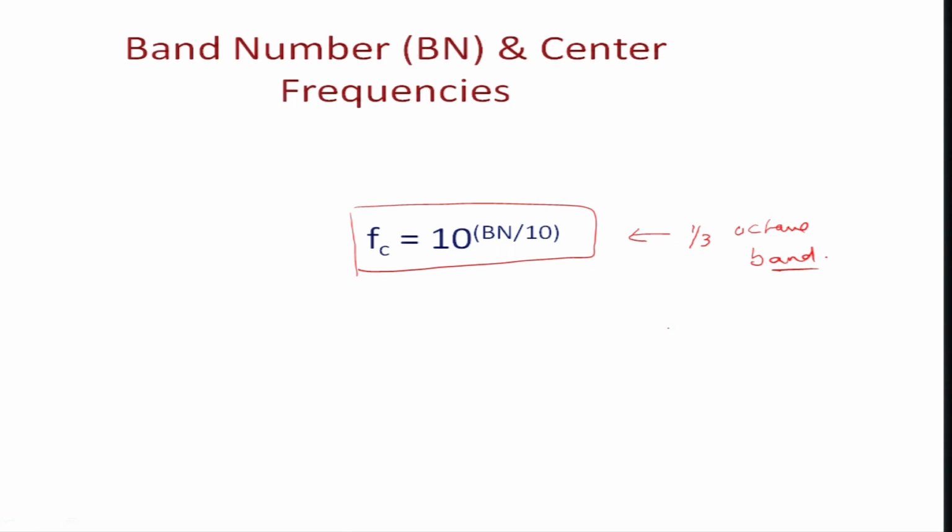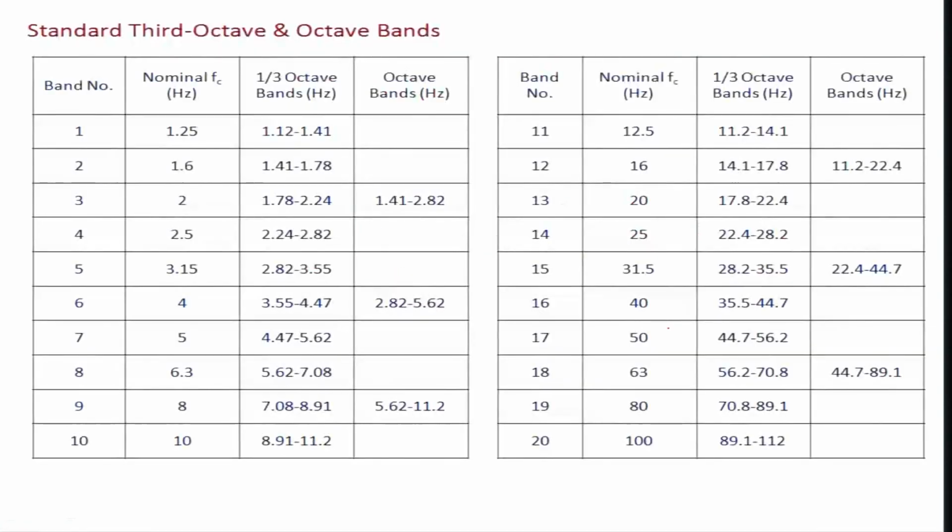So, what we will do is we will close this discussion on octave bands by looking at this chart, and here I have computed different central frequencies using band numbers. So, I have started from 1 and I have gone till 20. So, band number 1 corresponds to a central frequency of 1.25 hertz, and it has a higher frequency limit and a lower frequency limit. Lower is 1.12. How did I get that? It is 1.25 divided by 2 to the power of 1 by 6.